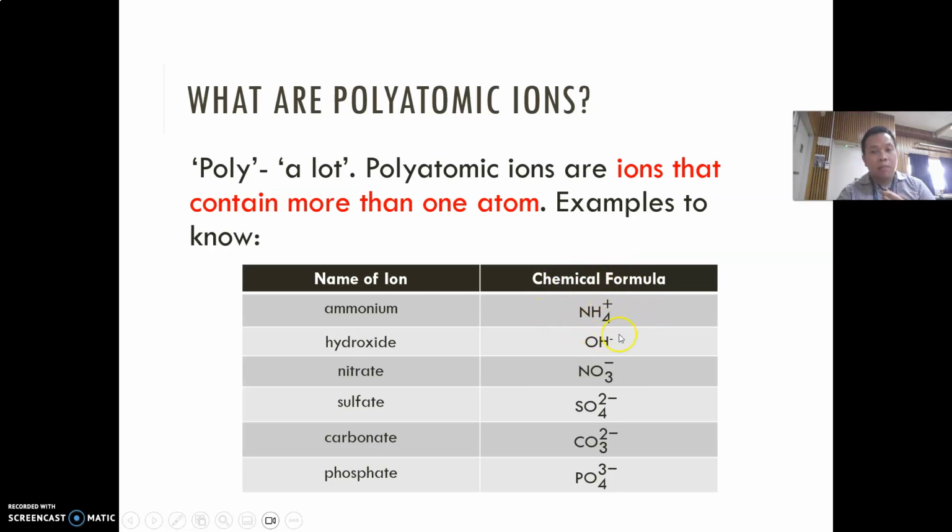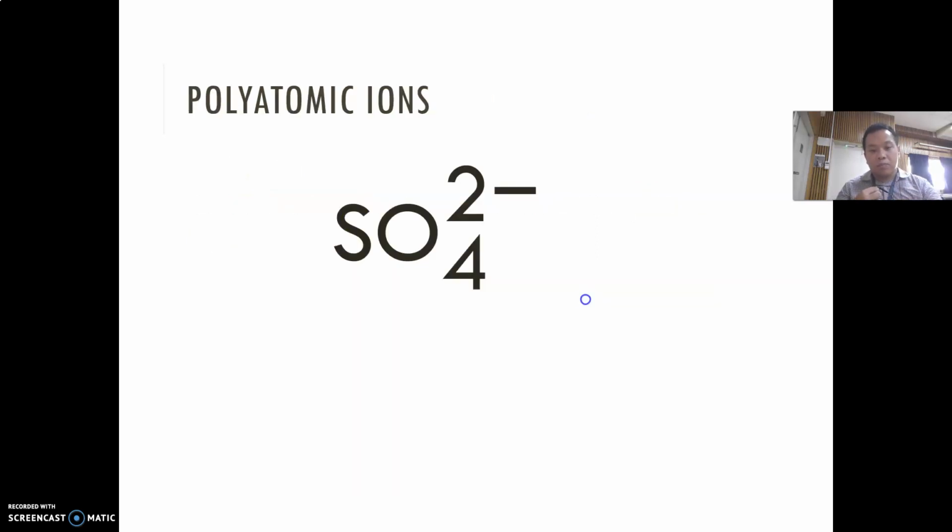From this chemical formula, you can tell that one ammonium ion has 1 nitrogen atom and 4 hydrogen atoms. Since there is more than one atom in this ion, we call it a polyatomic ion. There's one more thing I want to talk about before I move on to the examples.